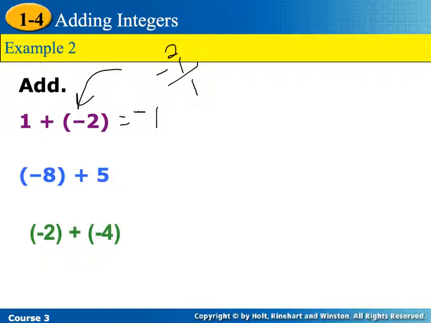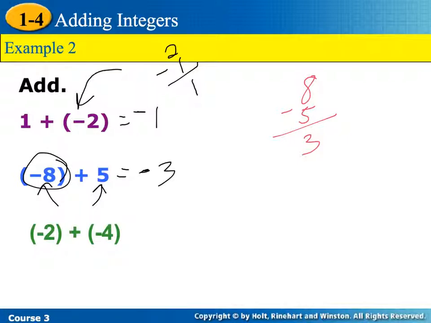Next, -8 plus 5. Okay, are the signs the same? No. So because the signs are not the same, I find the difference. Different signs, find the difference. 8 minus 5, what's 8 minus 5? 3. Okay, so I write 3 down. Which one is farthest away from 0? -8 or 5? The answer is -8. So my answer is negative.